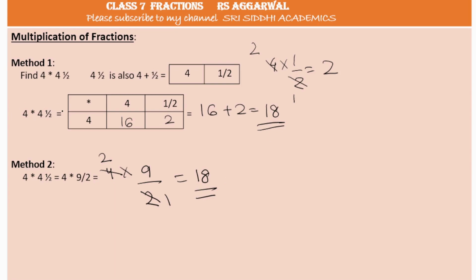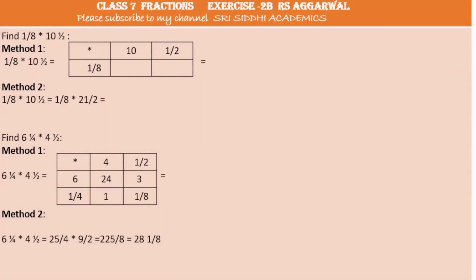Now let us take some instances where we can apply both methods. Let's start with multiplication of a proper fraction like 1/8 here with a mixed fraction 10 1/2. So what am I doing? This mixed fraction I write in the first row. I write 10 and 1/2 in the first row. Since we are multiplying, I put this multiplication sign in the first row, first column. And then the first fraction in the multiplication I write in the first column.